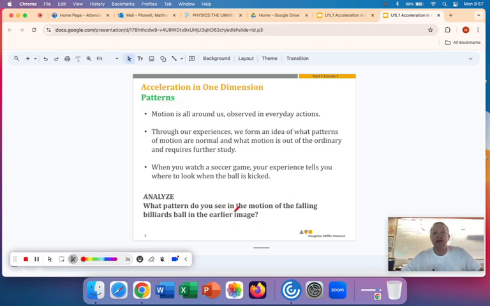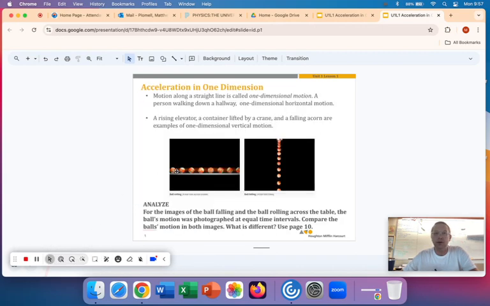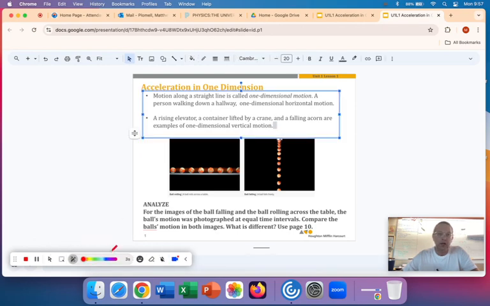What patterns do you see in the motion of the falling billiard ball in the earlier image? What patterns do you see in this image of the one that's falling?